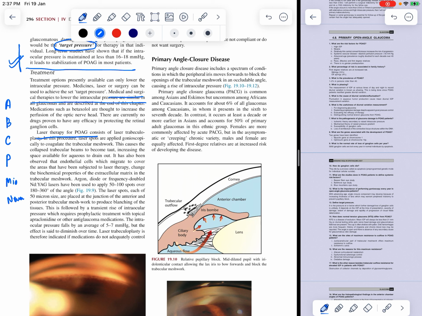Coming to laser therapy, there is SLT, selective laser trabeculoplasty, where laser spots are applied gonioscopically to coagulate the trabecular meshwork. Why we do it? To increase the aqueous outflow. This causes the collapsed trabecular beams to become taut. Keyword: increasing the space available for aqueous to drain out. It has also been observed that endothelial cells which migrate to cover the areas that have been subjected to laser therapy change the biochemical properties of extracellular matrix in the trabecular meshwork. Very important point.